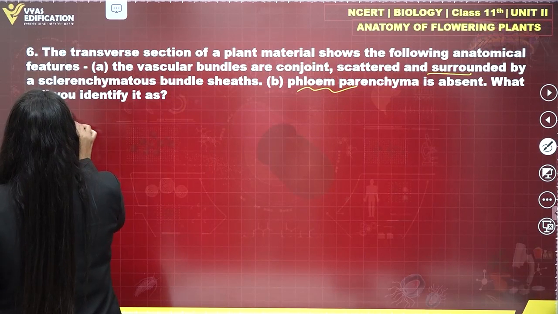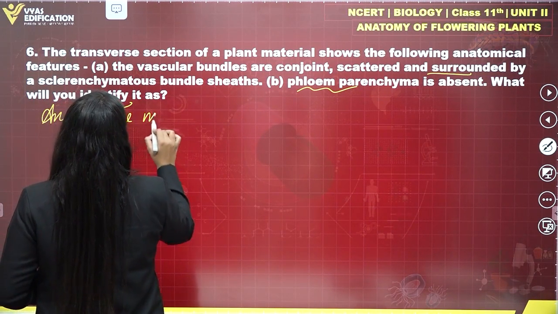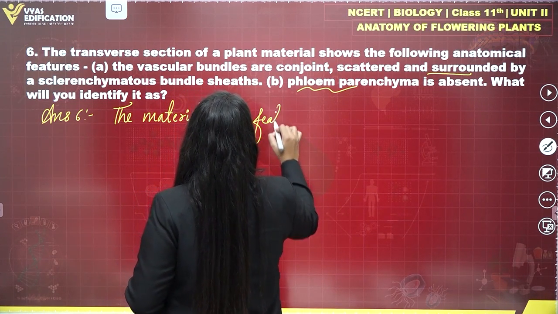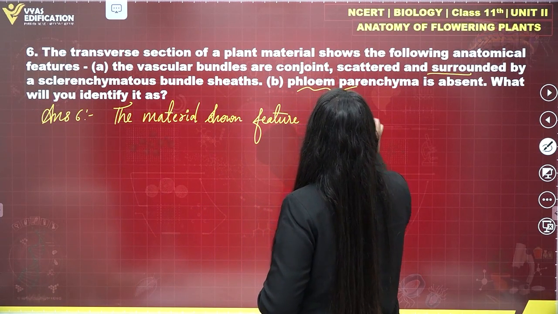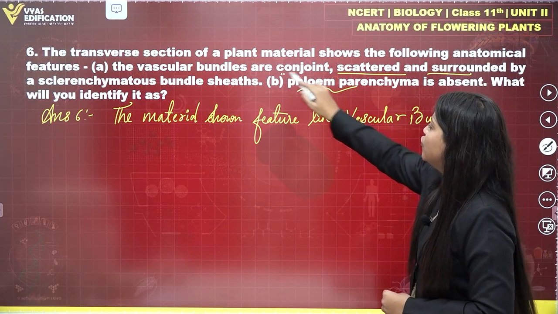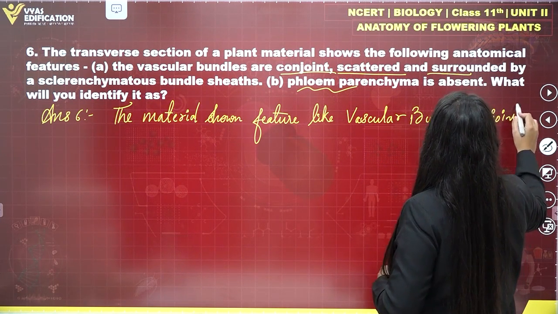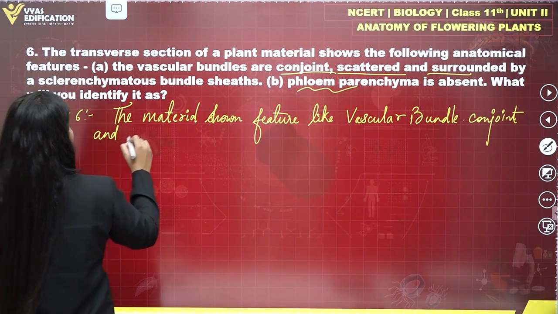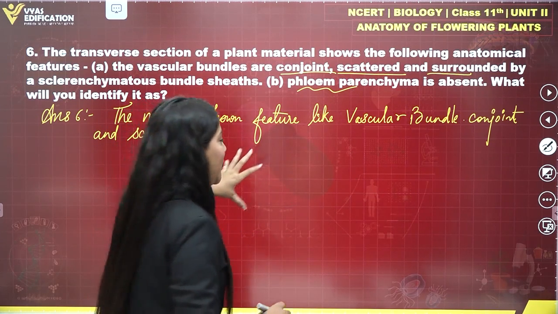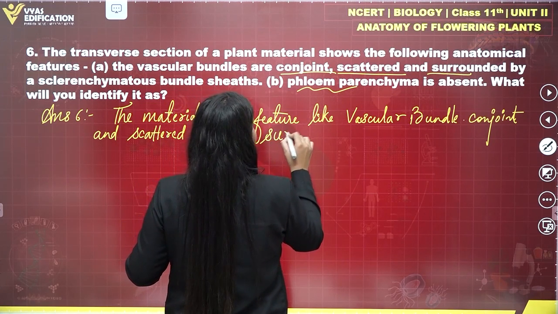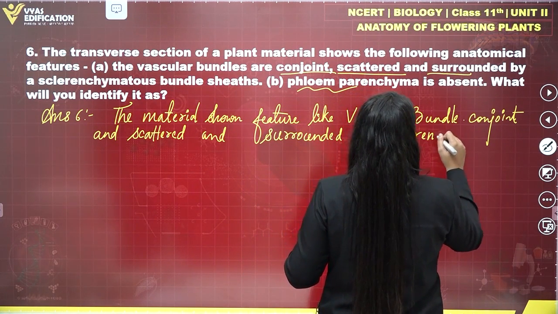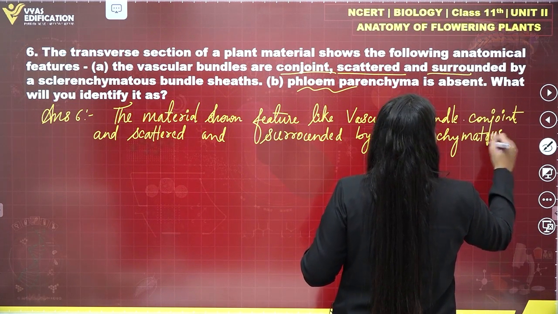So we will write the answer like this: the material shown has features like vascular bundle is conjoint and scattered, and surrounded by a sclerenchymatous bundle sheath.